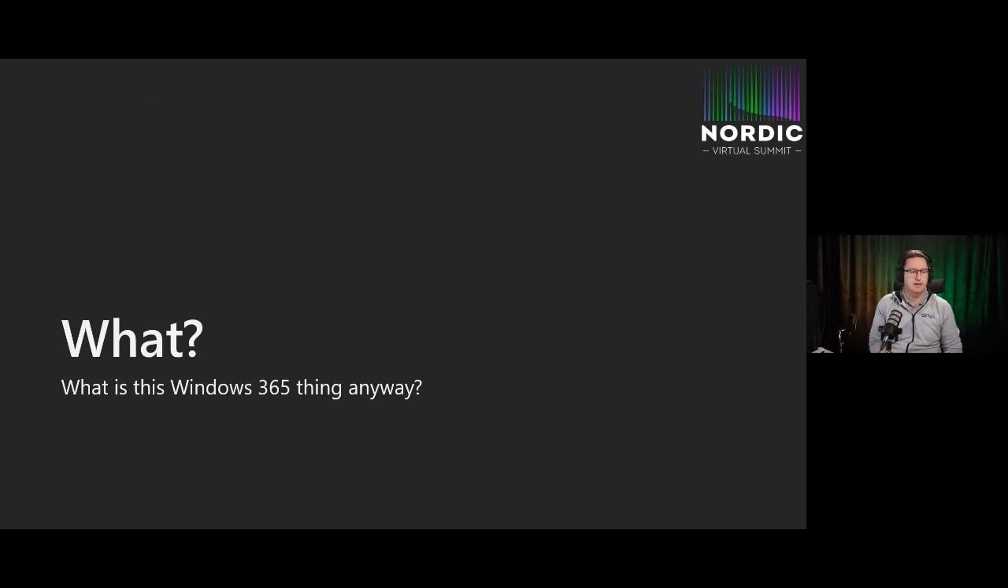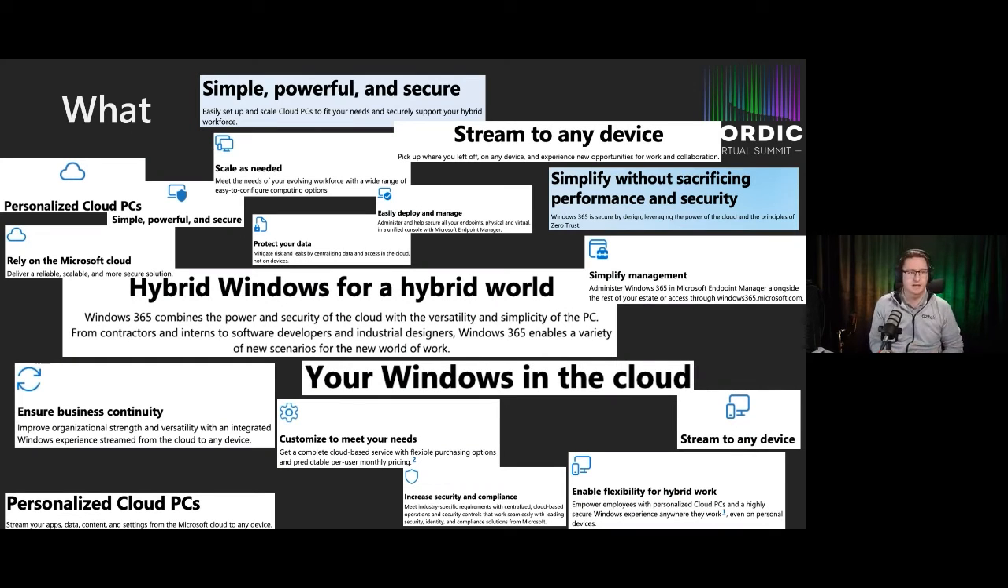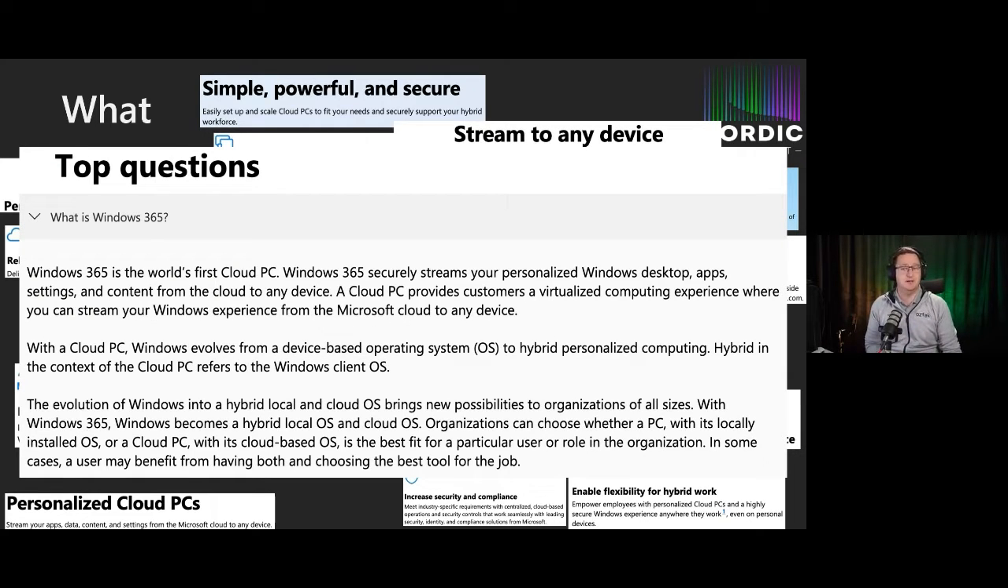So let's just start by what is this Windows 365 thing anyway? Well, I could say that it's a lot of things, but let's take a look at what Microsoft says it is on their product website. And it's hybrid Windows for a hybrid world, simplify management, ensure business continuity. If you have ever been to the Windows 365 product website, this is what you see. And from this, it's quite easy to understand what Windows 365 is. No. So thankfully, there's an FAQ there, and the top question there is, what is Windows 365?